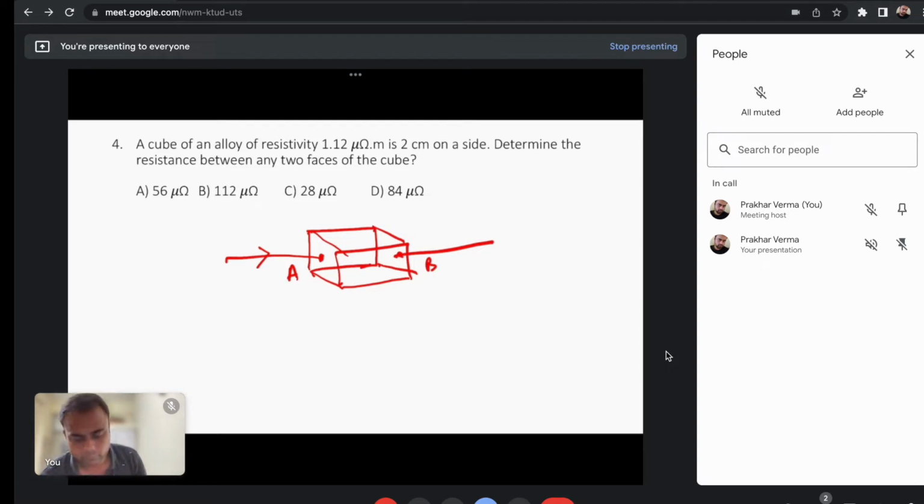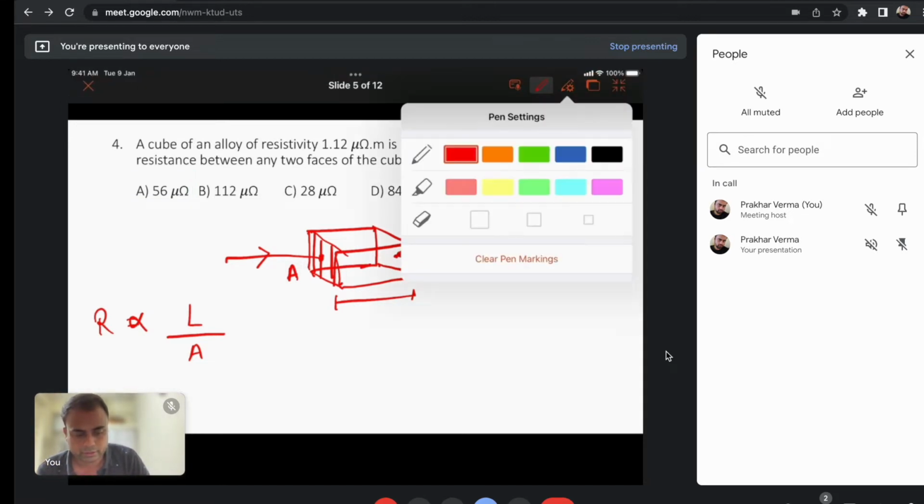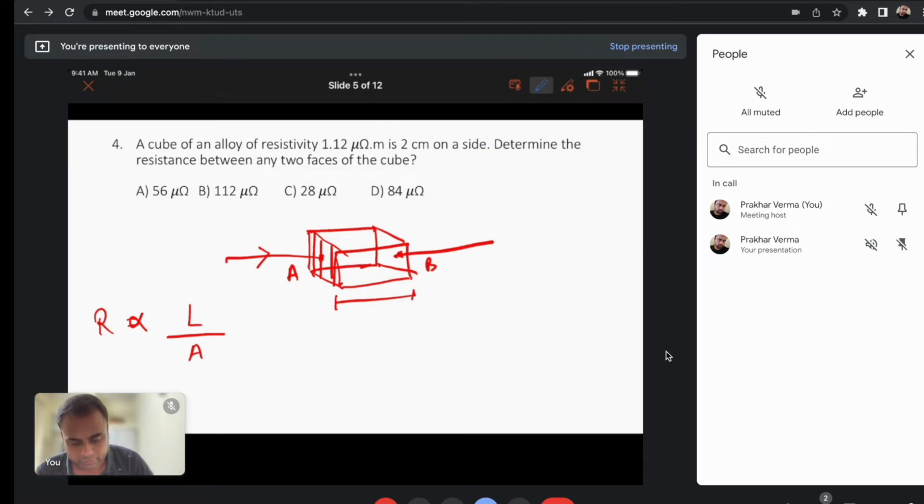Again, we know that resistance R is directly proportional to the length of the alloy or conductor, divided by the area, the surface area. In this case, this is the surface area, representing this region, and the proportionality constant becomes rho. So R is equal to rho L by A, where rho is the resistivity.